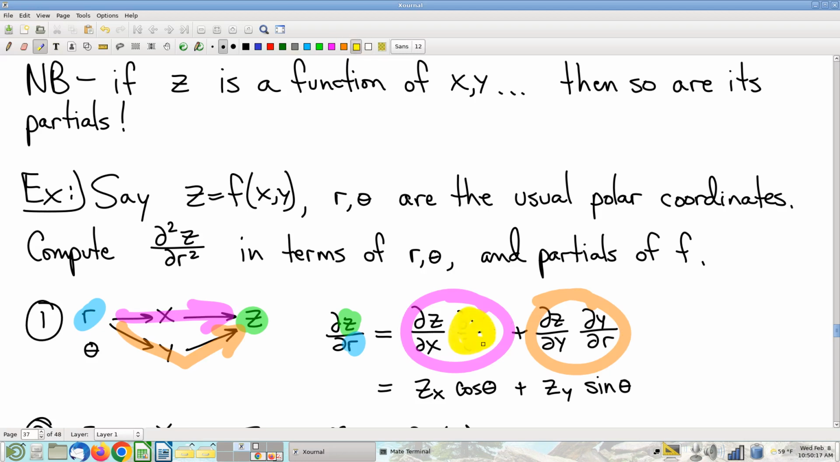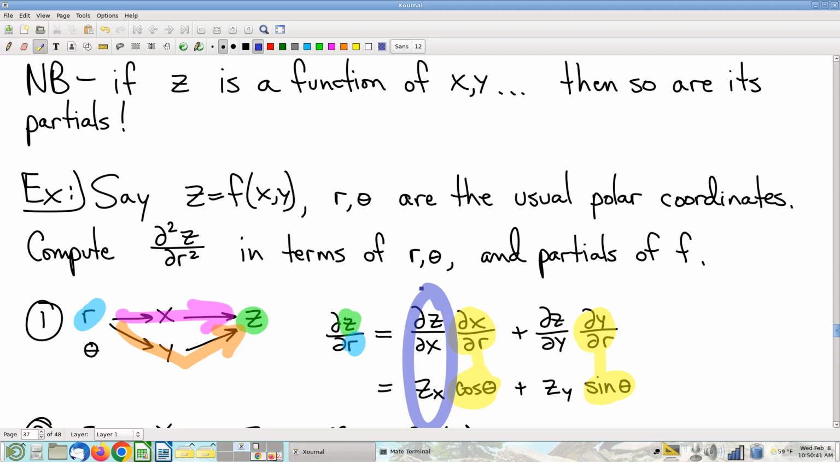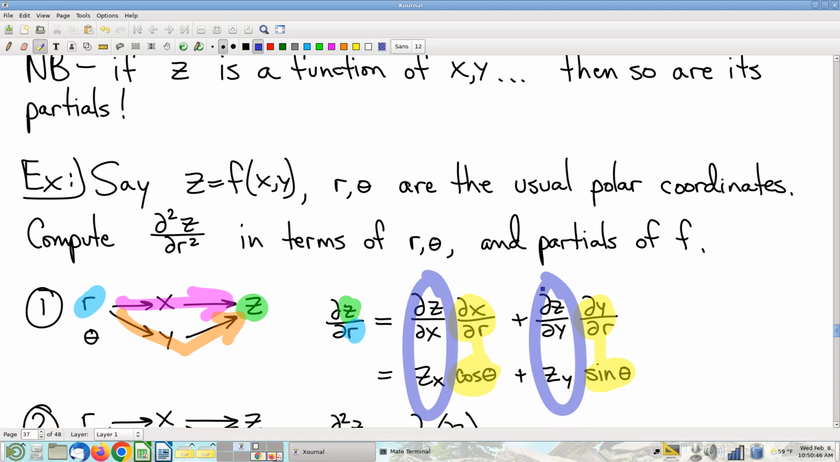Partial of x with respect to r. We have an explicit formula for x in terms of r. It's r cosine theta. So that's an easy partial. We can just write it down. It's just cosine theta. And then likewise, partial of y with respect to r is sine theta. And furthermore, don't forget we have these notational conveniences, and I can rewrite that as zx, and I can rewrite this as zy. All right, now is everybody with me so far? This is just a single partial. Haven't gotten to the second partial yet.